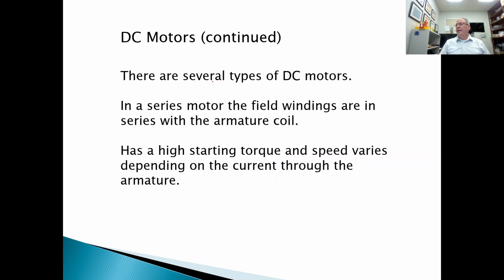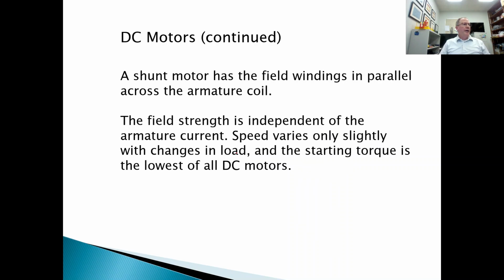All right. Now, several types of DC motors. In a series motor, the field windings are in series with the armature coil, and it has a starting torque, and the speed varies depending on the current through the armature. And then a shunt motor has the field windings in parallel across the armature coil. So the field strength is independent of the armature speed or current, and the speed varies only slightly.